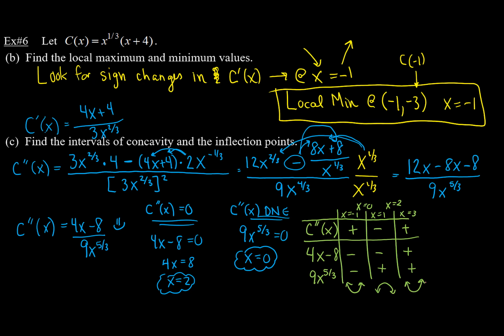All right, so let's write some answers in here. So I've got concave up on the interval from negative infinity to negative 1, and then from 2 to infinity. And then I'm concave down in that middle interval from 0 to 2. And then I've got inflection points in these locations because that's where it changes signs.